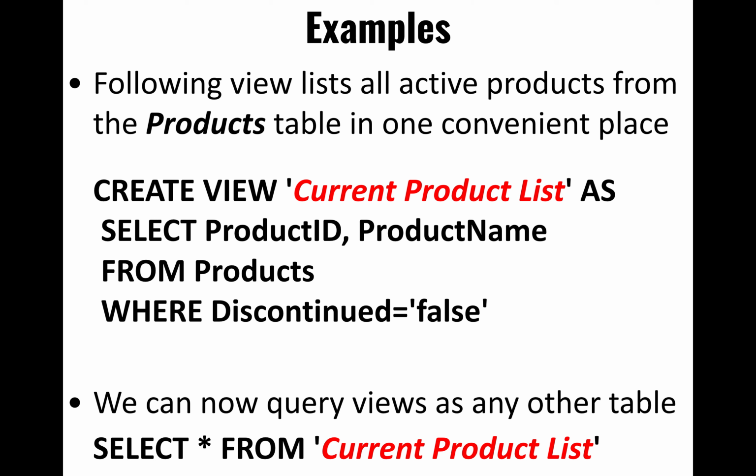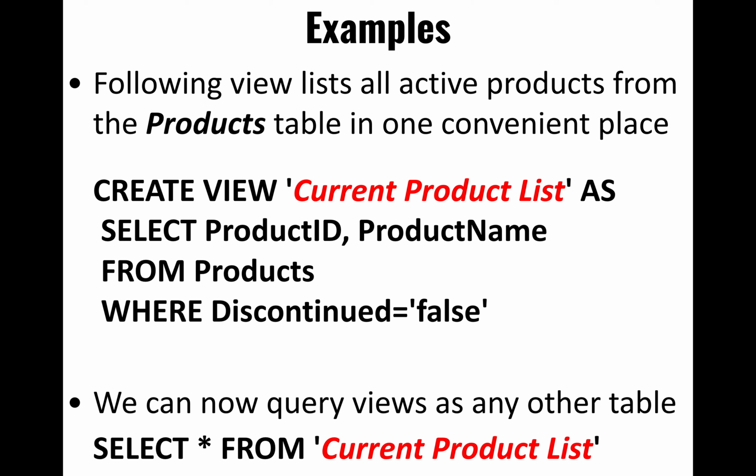So I could create a current product view by doing a query. I only want to see the ones that were discontinued as false, right? And now I can treat it as a table. I can now run reports off of it, right? I can run statistics, analysis, and treat it just like any other table.